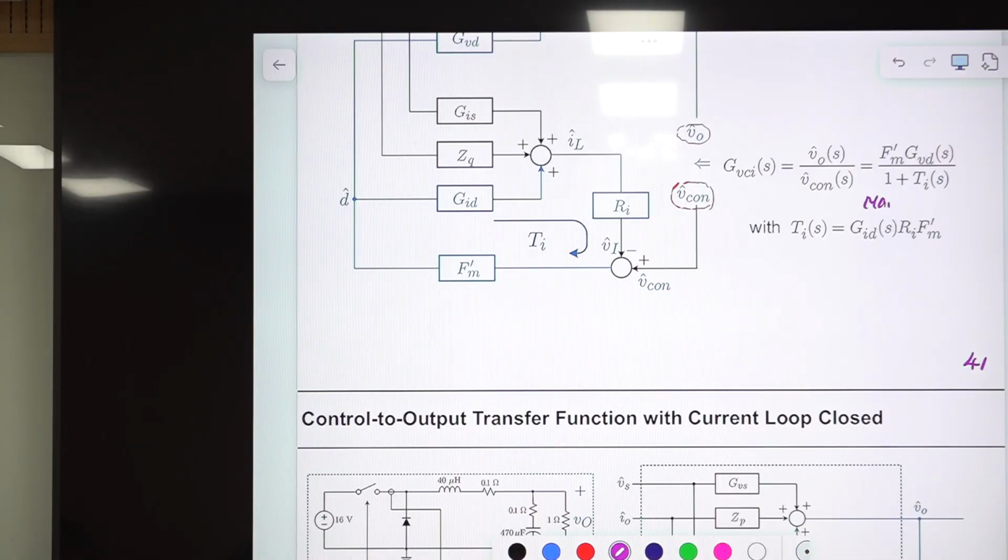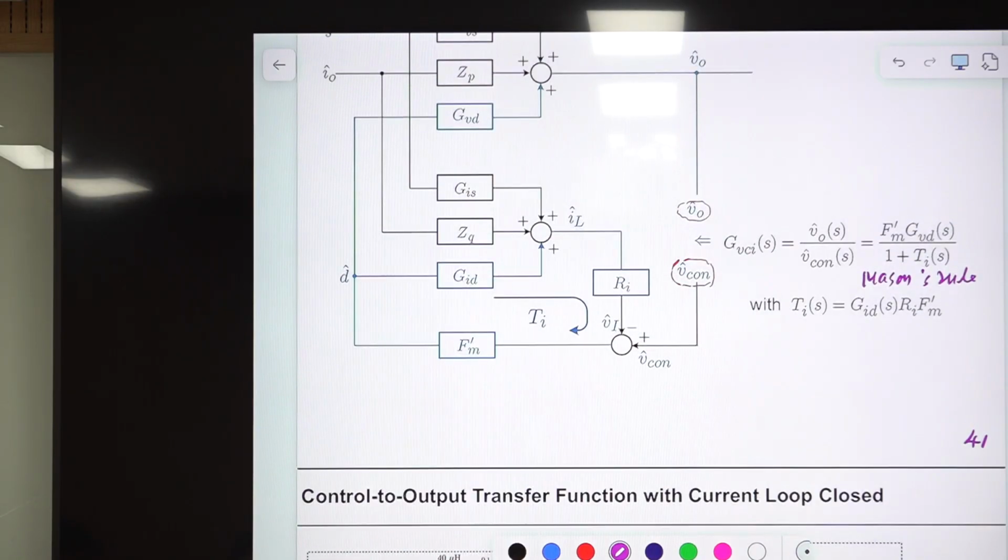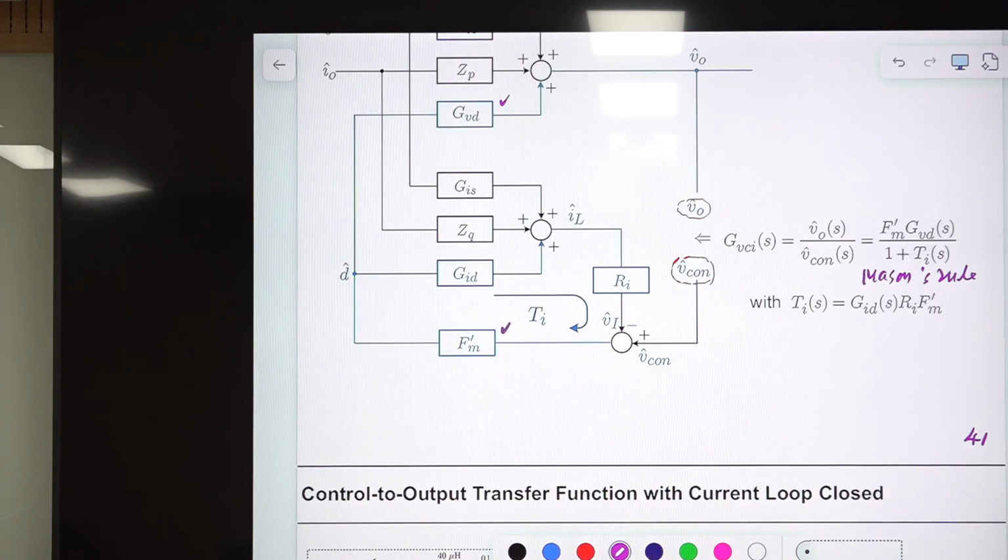Mason, M-A-S-O-N, Mason's law. And GVD, this one is coming in between. So let me write this down for future reference. You already know this, or you can easily derive this.